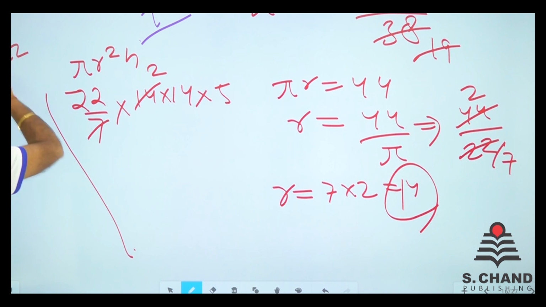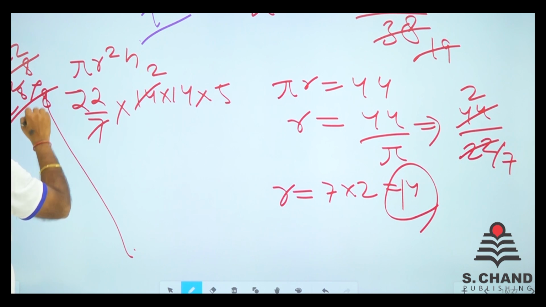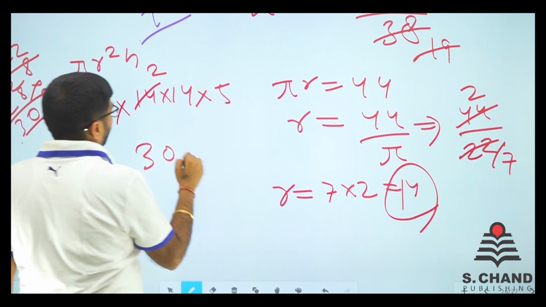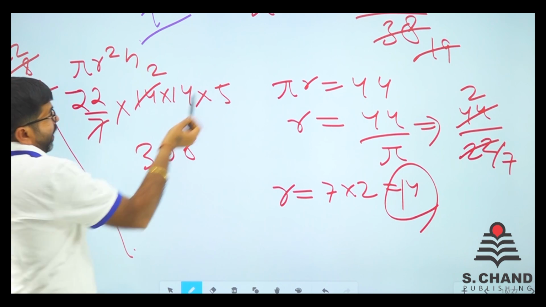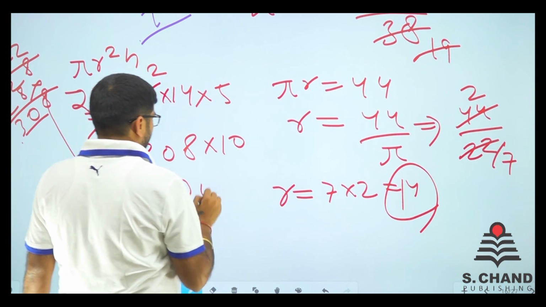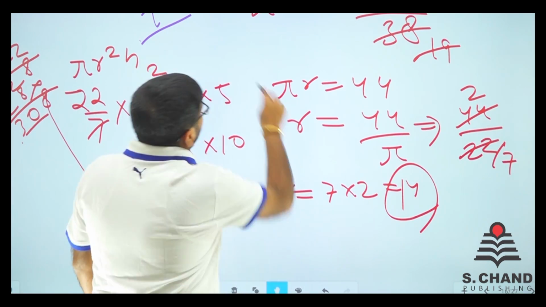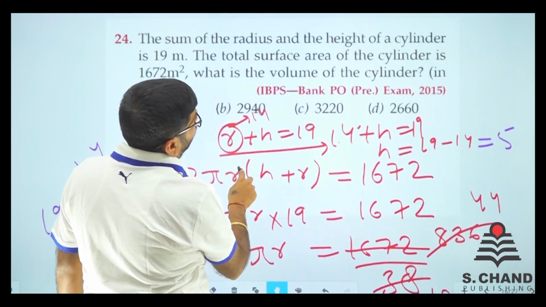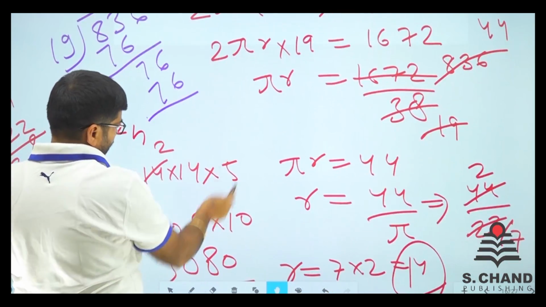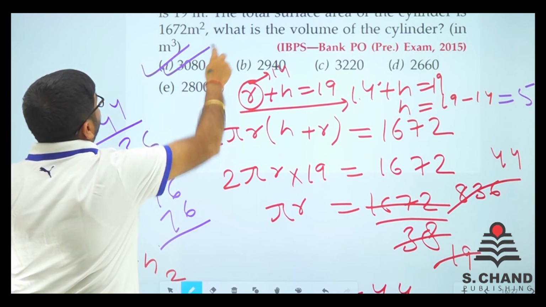22, 14, 4 twos are 8, and 28 here. So 8, then 0, then 3. 308. So we got 308. 14 into 22, and 5 into 2 is 10. So we got 3080 centimeter cube. That is the volume of the cylinder. We have got 3080, and here it is 3080, and that is the answer.